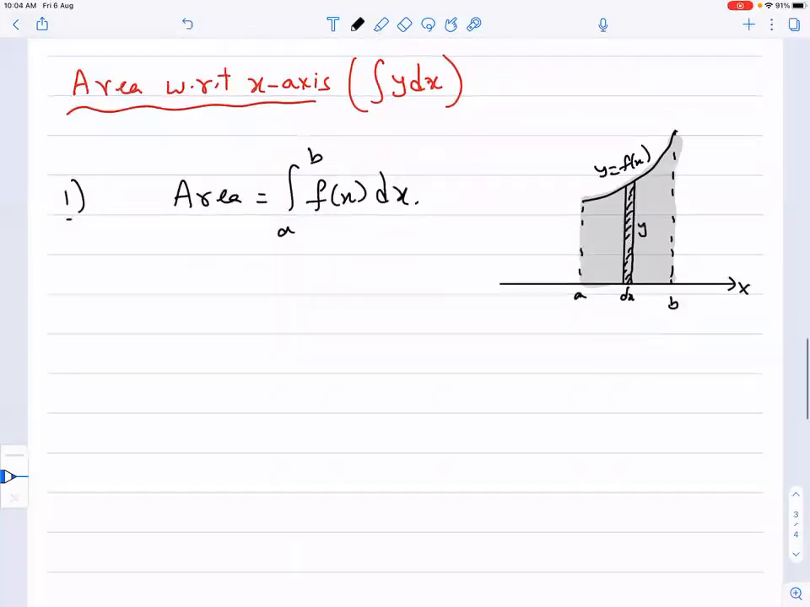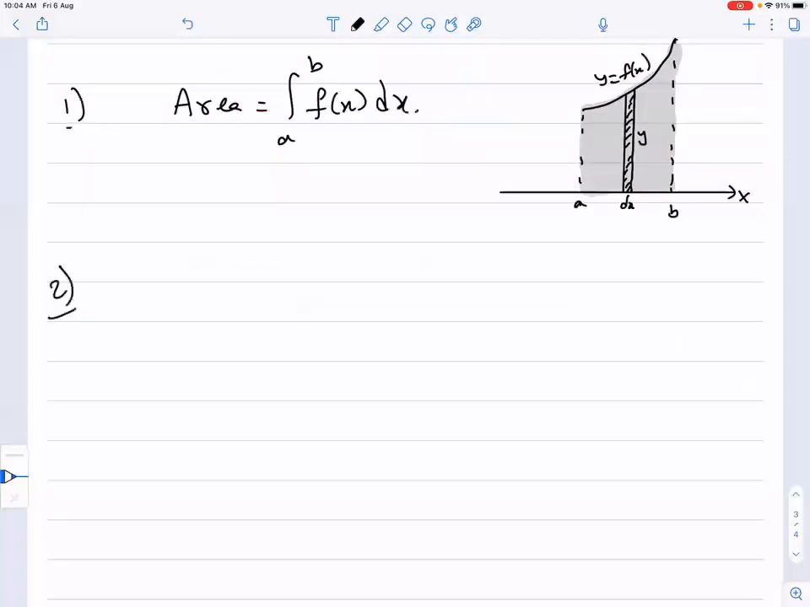Now, second thing, when the curve is below the x-axis, that means the curve is like this. And here also y equal to f of x only. It's not minus f of x. It's y equal to f of x only. Now, how do we find out this particular area? I will shade it a little differently.